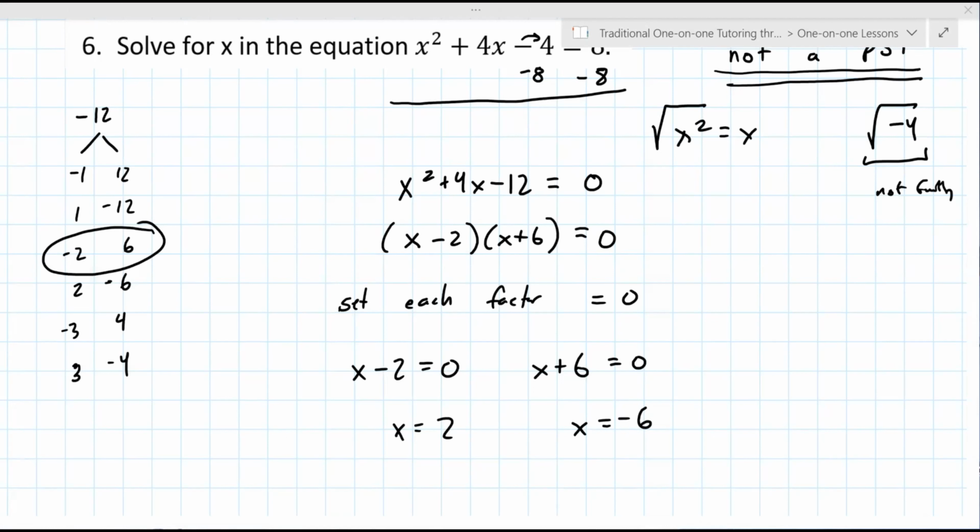All right, so we're going to look at number 7 next, and then the last 3, 8, 9, and 10 are all of the same type.